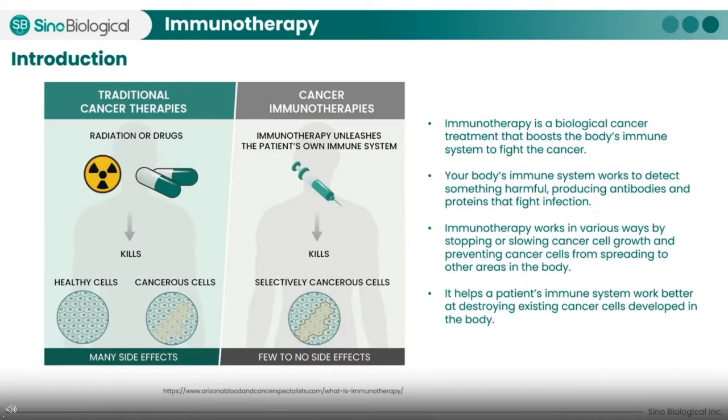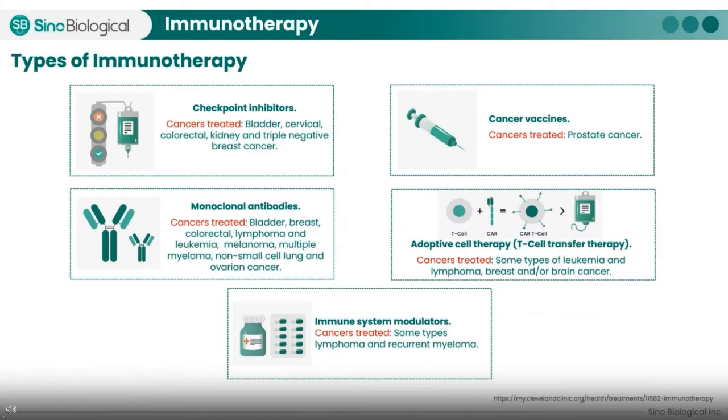Immunotherapy works in various ways by stopping or slowing cancer cell growth and preventing cancer cells from spreading to other areas in the body. It helps a patient's immune system work better at destroying existing cancer cells developed in the body. So there are different types of immunotherapy. Essentially, immunotherapy types include checkpoint inhibitors, cancer vaccines, monoclonal antibodies, adoptive cell therapy, that includes T-cell transfer therapy, and immune system modulators. So let's quickly discuss these various types of immunotherapy.